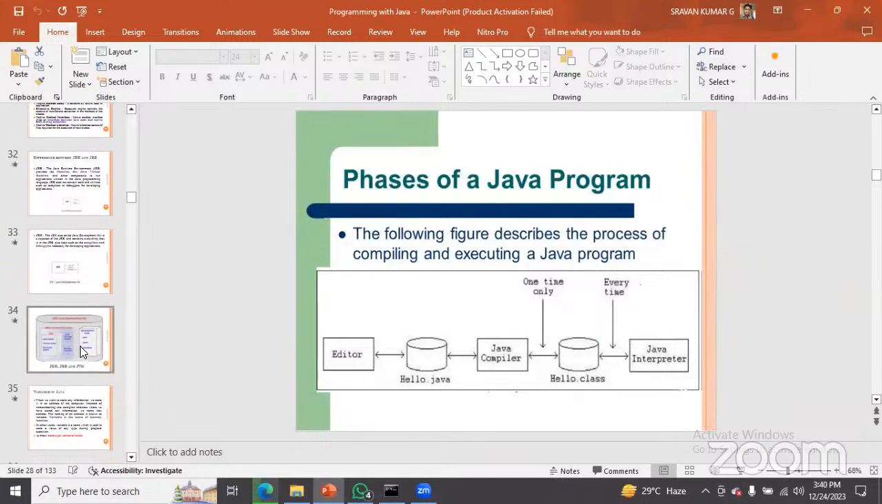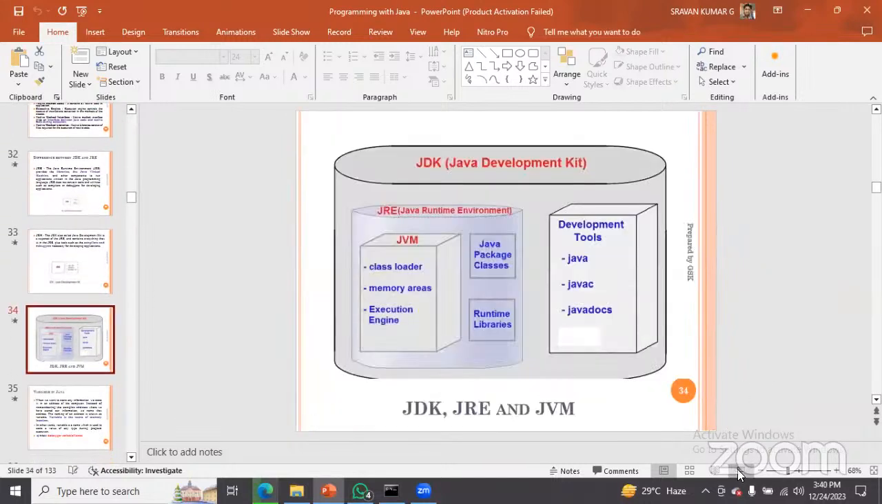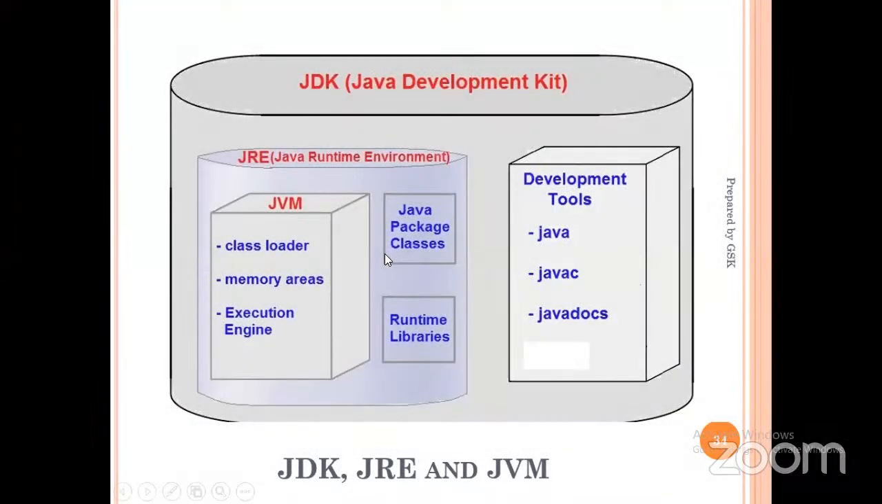Then let me tell you one more important point. Frequently we use these words: JDK, JRE, JVM. You must have a basic idea about JDK, JRE, and JVM. What is JDK? It is nothing but Java Development Kit. Already we covered that. This is the package we downloaded and installed just now. We downloaded JDK 21, as we have seen. When you install this JDK, all these are installed automatically into your system.